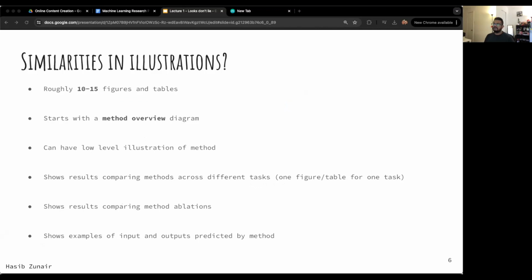In terms of similarities, they have roughly 10 to 15 figures or tables. So this is within the main paper itself and not the supplementary material. And they always tend to start off with a method overview diagram. And it can also have low-level illustrations of how the method works itself or the different components inside those methods in additional figures. And then they also show the results comparing different methods across different tasks. So here it will be like one figure or one table for a single task.